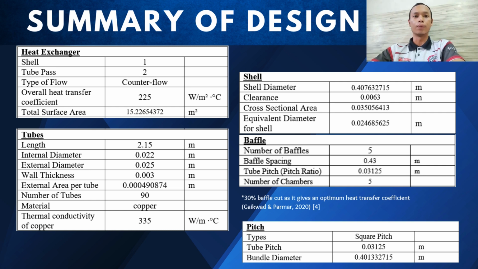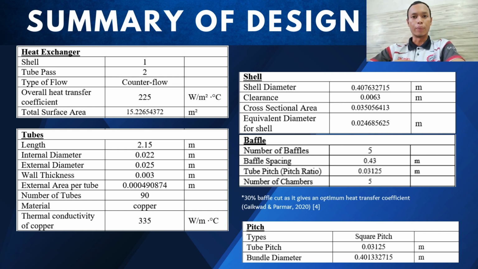It is high, so it can withstand the higher temperature. While for the shell, the diameter is 0.41 meter. The clearance of the shell is 0.0063 meter. The cross-sectional area is 0.035 meter. And the equivalent diameter for the shell is 0.0246 meter. While the baffle functions to support the tube in the proper position. And second, the baffle can guide the flow of the shell side.